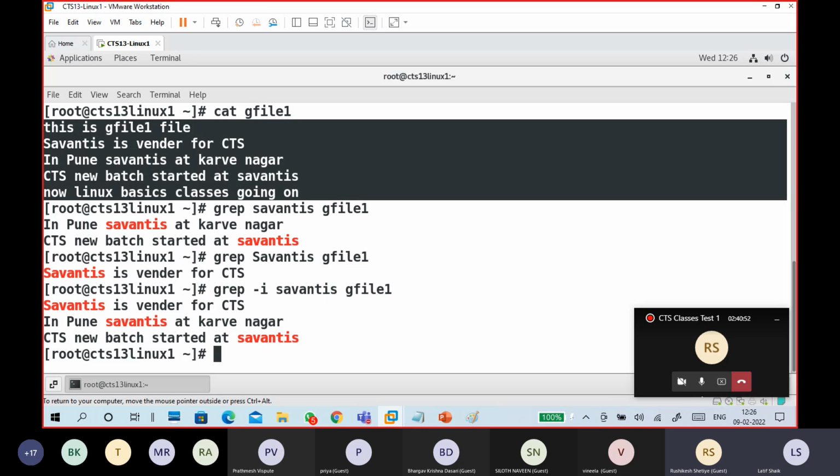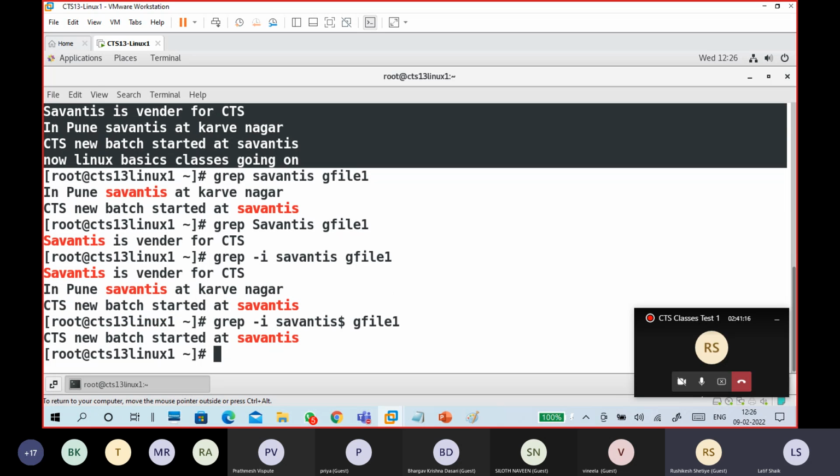Now in the total file, three lines have Savantis. Savantis is at the start, in the middle, and at the end. Now the capital one is also showing, right? Ignoring case sensitivity, I put a dollar after Savantis. Out of the five lines, three lines have Savantis, and one line has Savantis at the end of the line. That word only is showing here.